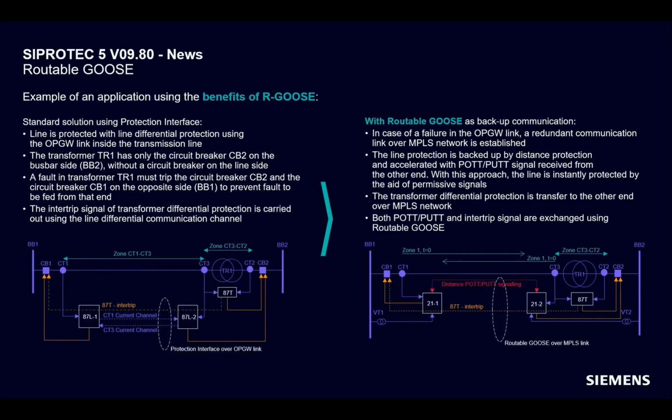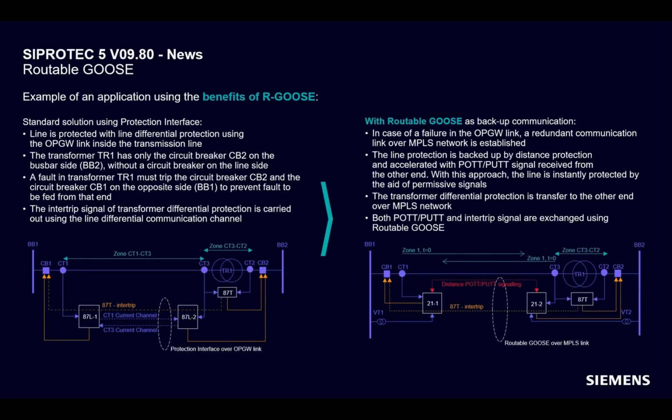In this example, we have device 87L-1 sending the current measured on its side to device 87L-2. Device 87L-2 sends the current measured on its side to device 87L-1. 87L-1 and 87L-2 devices can exchange binary signals to block or unblock protection functions, intertrips, among others.